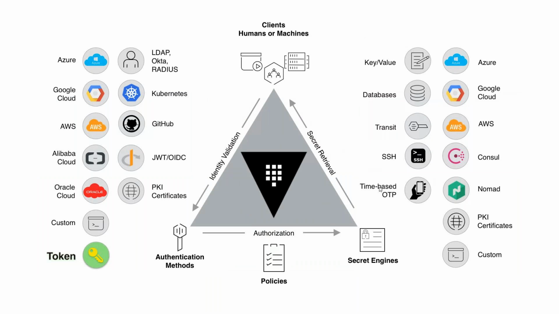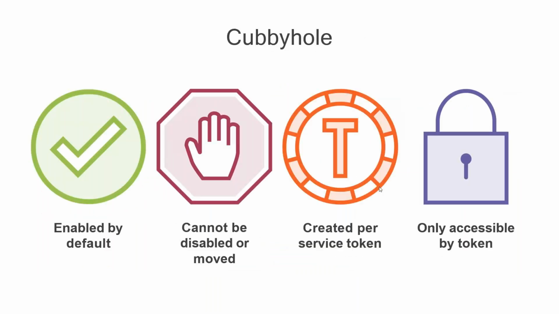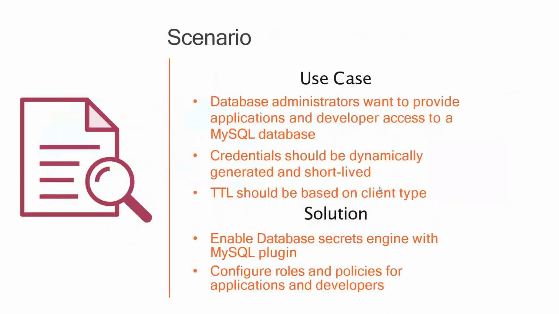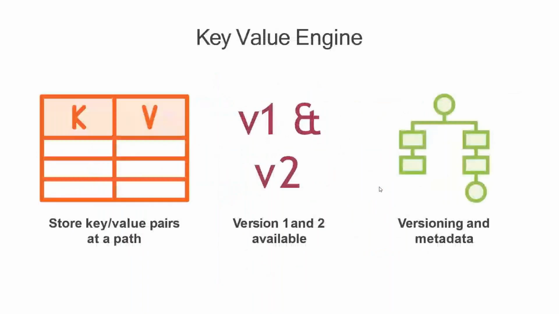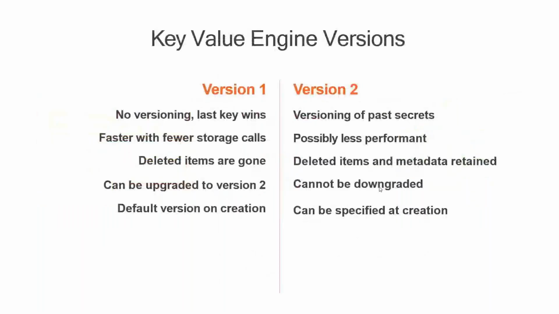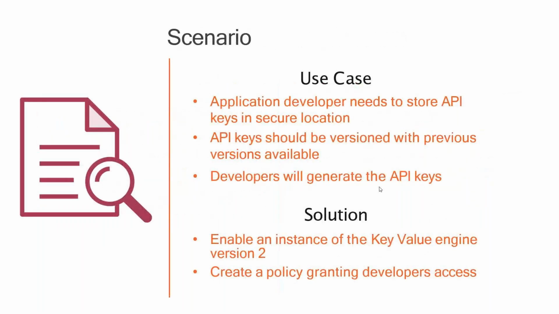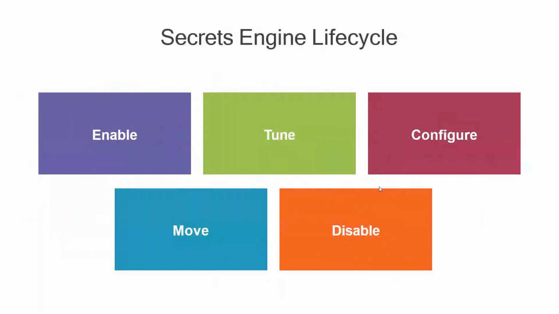So this is the last part. Right now I'm using key and value. These are some of the discussions over the secret engine. And this is the one I'm using, the key and value secret engine. It stores key value pairs at a path, with versions 1 and 2 available. That means versioning is available. Versioning and metadata are possible for this. There's some more difference about it, but I'm moving directly to the demo.